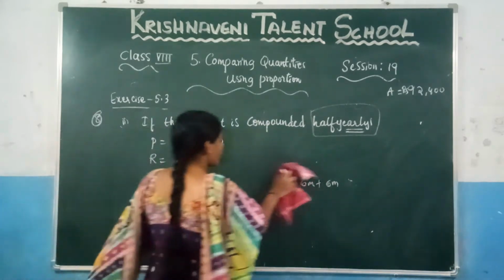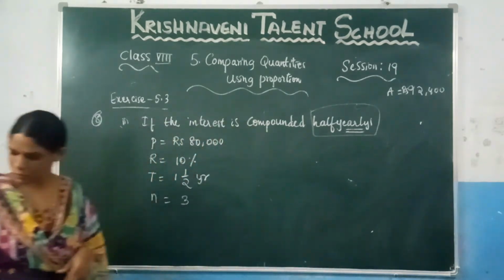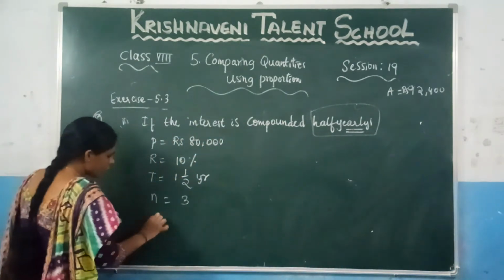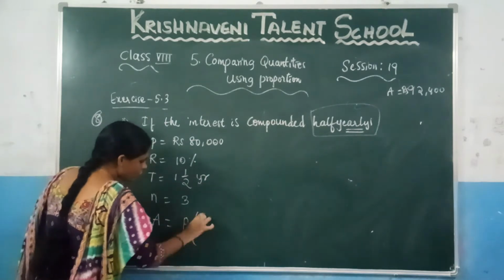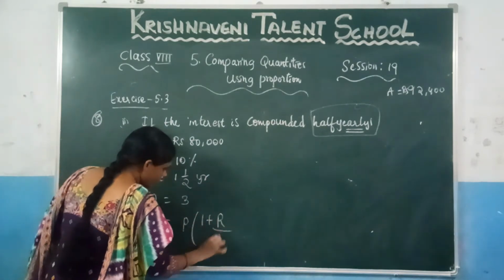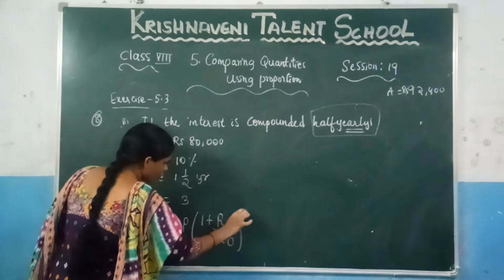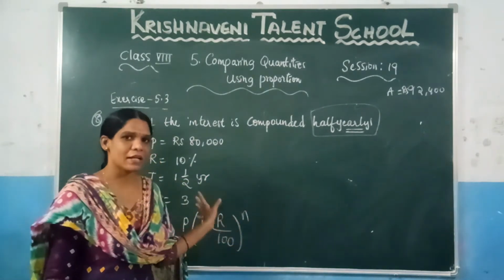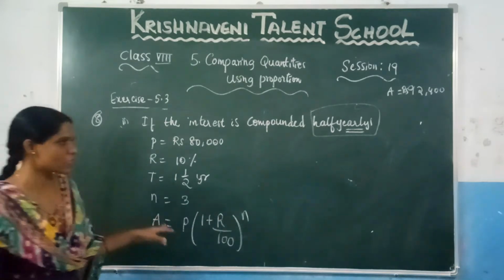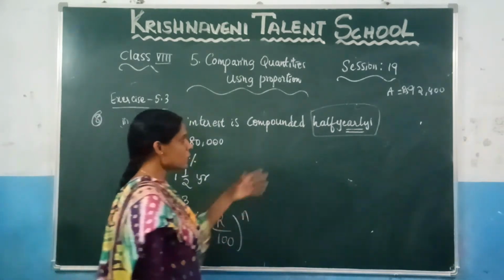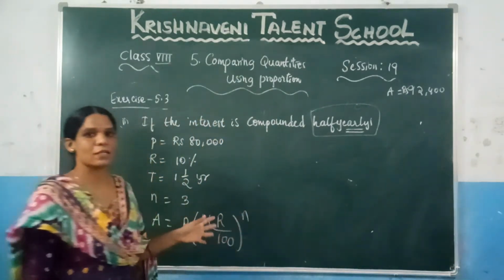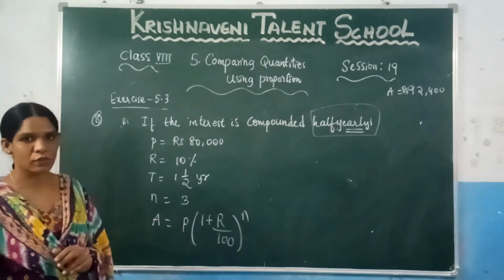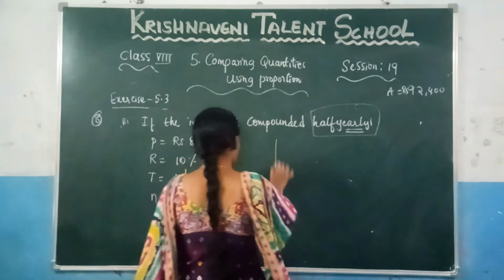Now you need to find the amount. So in this case you can use the formula A is equal to P into 1 plus R by 100 whole to the power of n. So now in place of n we are writing here the conversion period, which is nothing but the number of conversion periods, because here the interest is compounded half yearly, not annually. So now substitute the value.